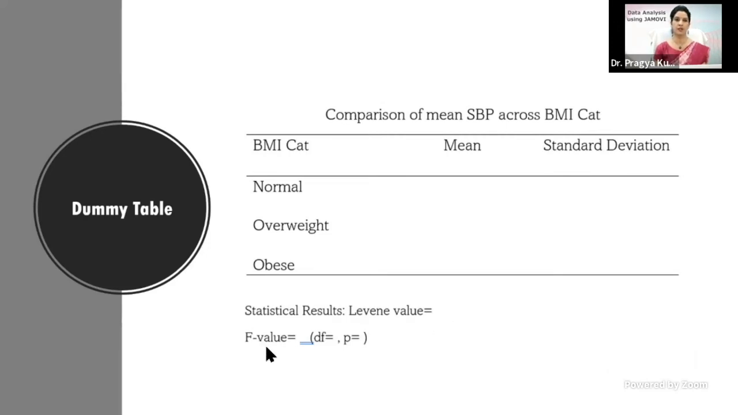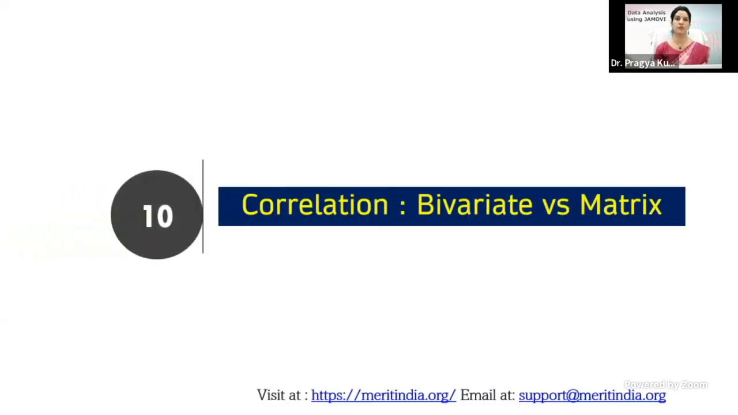This is the value of the F statistic, and then this is the degree of freedom and its p value. So we have seen how to perform the one-way ANOVA. If you have to do the correlation, we have seen that when the two variables are continuous in nature, then we do the bivariate correlation.